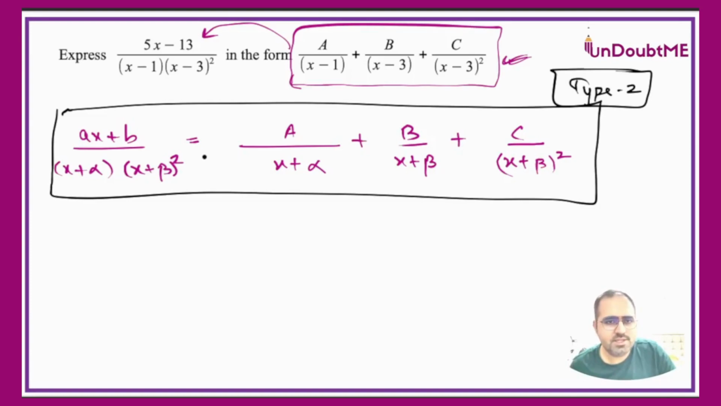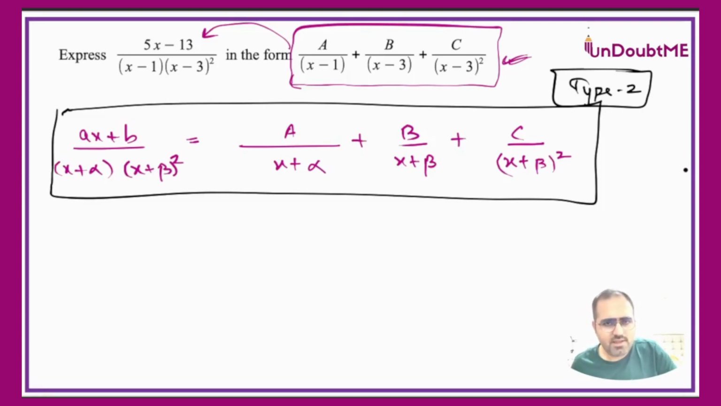Let's say instead of 2, if it was 3, then you will be doing A over x plus alpha, B over x plus beta, C over (x plus beta) square, and then D over (x plus beta) cube. There will not be much higher powers because it will become too much to solve for. But if it is there, then we have to do like this.